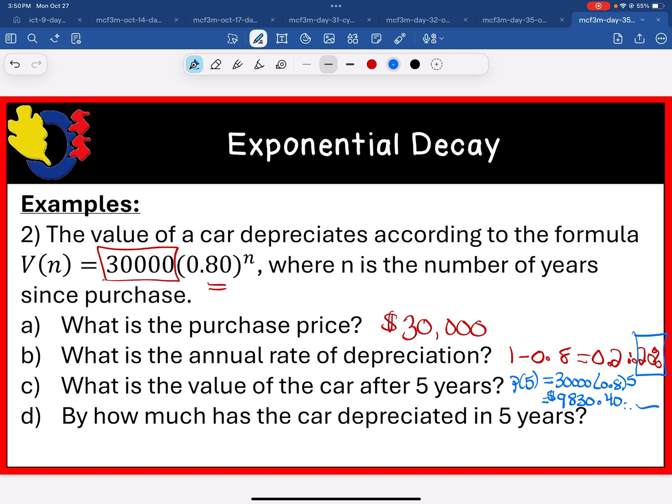And then last but not least, by how much has the car depreciated in 5 years? So we're going to take our original amount, so 30,000, and we're going to subtract the current value, and that is equal to $20,169.60. Again, we need a therefore statement because it's a word problem, but I'm running out of space.